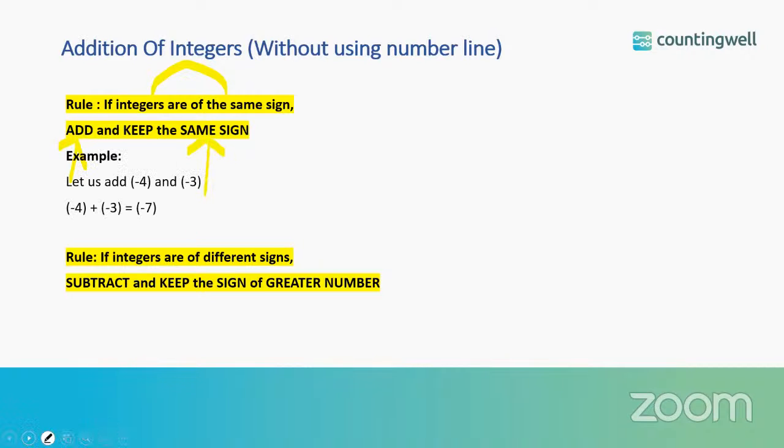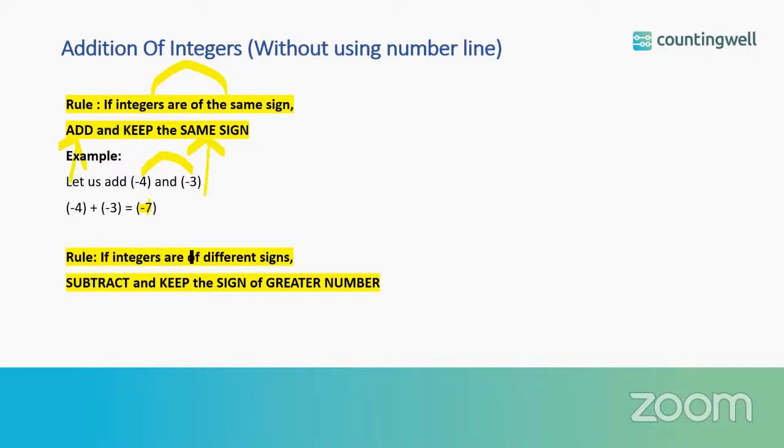Let us see one example for this. Adding minus 4 and minus 3. Minus 4 and minus 3 both are integers with same sign, which is minus. Or we can say both are negative integers. What you are going to do, you are going to add 4 and 3, which is 7. And we have to keep the same sign. Both the numbers have negative sign, so 7 will be negative. So we have minus 4 plus minus 3, which is minus 7.